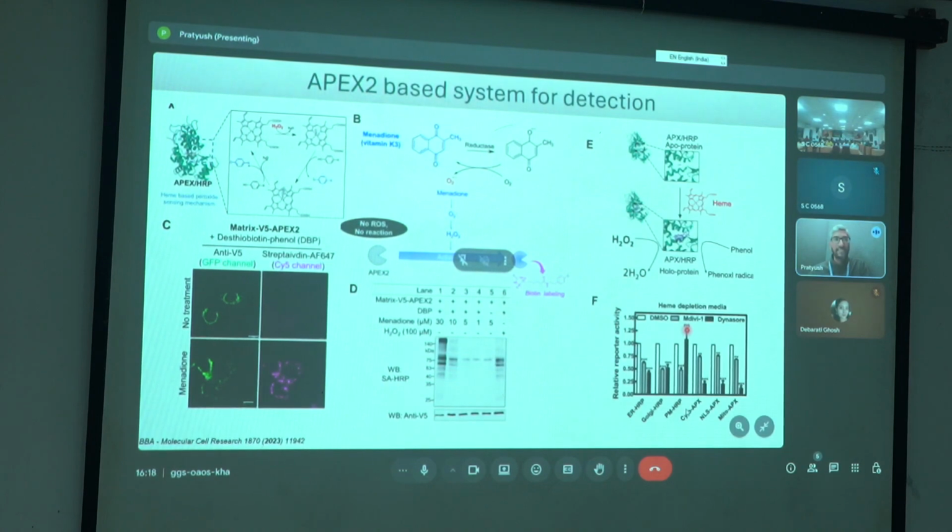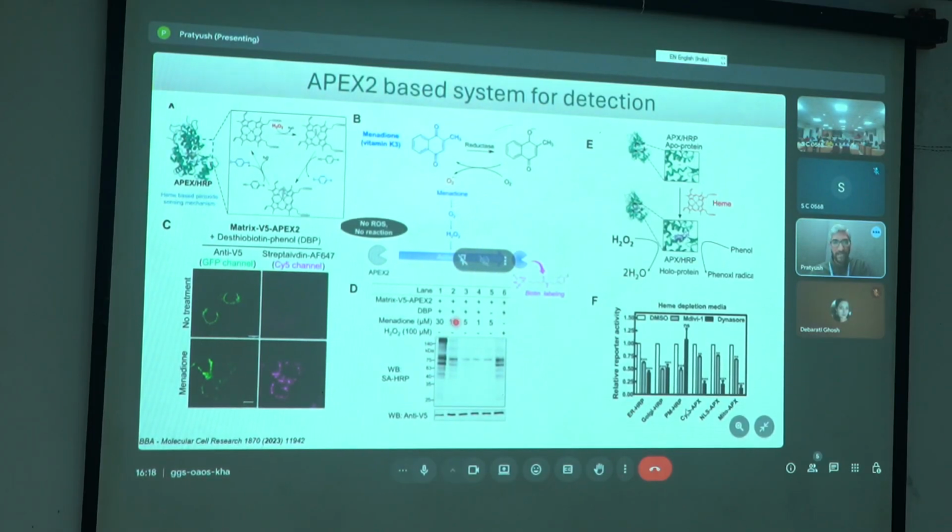However, not only that, this APEX HRP system can also be used to sense the hydrogen peroxide, since it contains a catalytic cycle which has the heme oxidation and reduction. So each cycle of this catalytic reaction requires 2 hydrogen peroxide molecules, by which if you have endogenous level of hydrogen peroxide production, using APEX you can use biotin phenol probe which can label the protein, and depending on the labeling you can know if there was peroxide present at that moment or not.